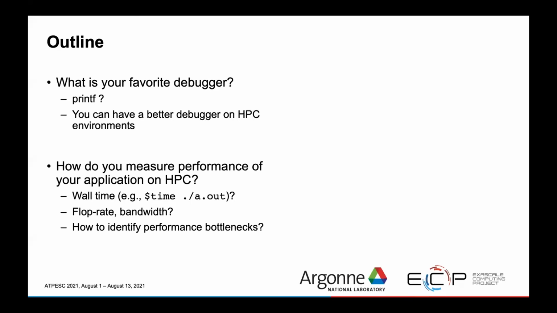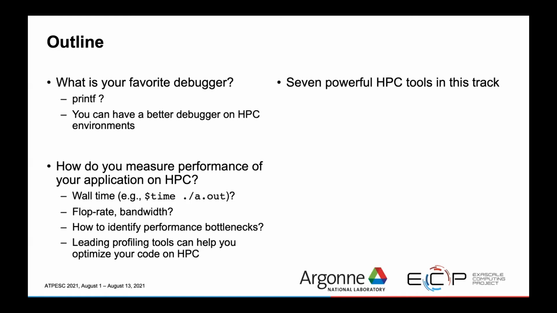So maybe your application works fine on the CPU, but may not work fine on the KNL system or GPU system, right? In this case, you need to find what the bottleneck is. For that, the leading profiling tools can help you optimize your code on HPC environments. There are so many profiling tools and debuggers out there, so we chose 7 powerful HPC tools in this track. Those tools are available on most of the DOE HPC center systems, including NSF center systems.